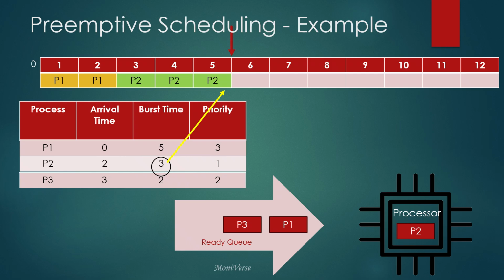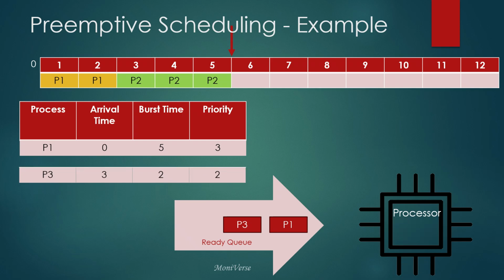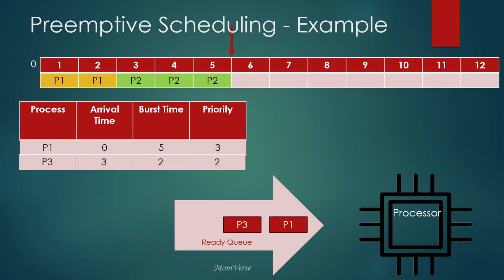and the burst time has been completed for P2. So now it's time for P2 to leave the processor. So it is leaving the processor. Now here in the ready queue, there are two processes, P3 and P1. So now we have to check the priority.